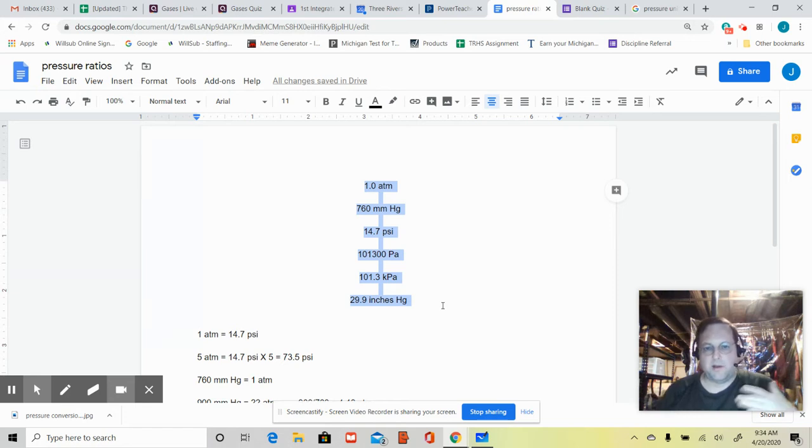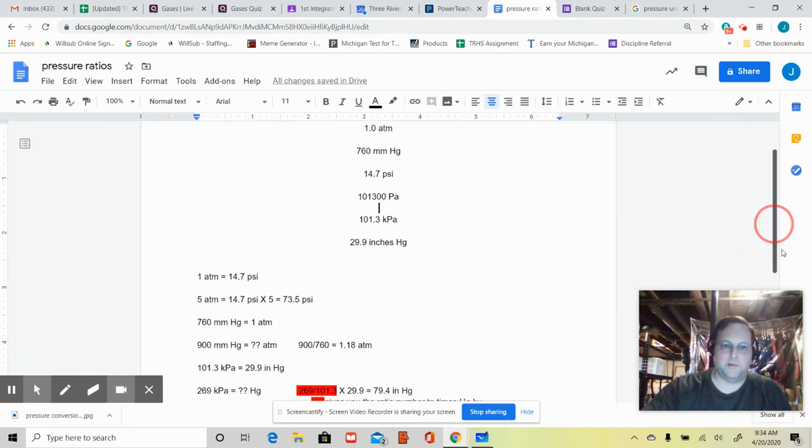1 atmosphere equals 760 millimeters of mercury, and it also equals 14.7 pounds per square inch. 101,300 pascals equals 29.9 inches of mercury. These are all the same exact thing. So because these are equal, we can start doing conversions between them, and I'll show you a couple here.